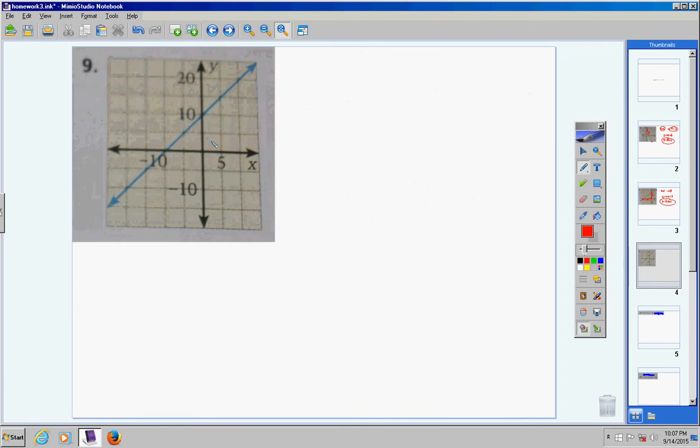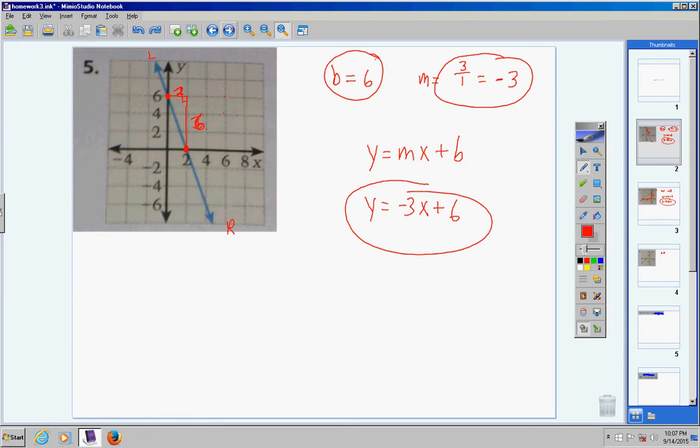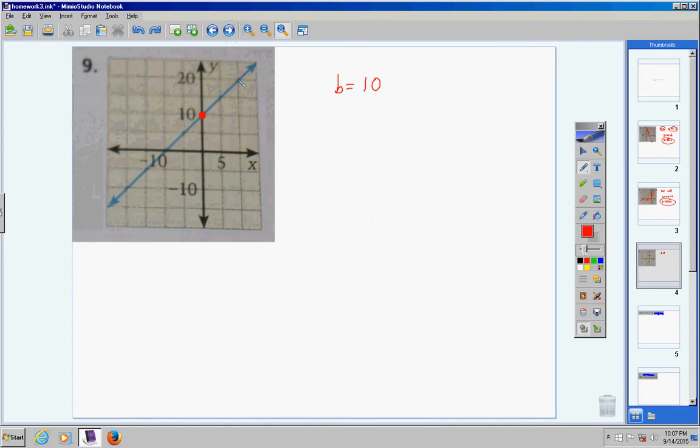Alright, here we go. Looks like I know the y-intercept, so I'm going to use that. My y-intercept is 10. Now let's find the slope. Okay, right there, I'm going to use that point. In order to find the slope, you have to have 2 points. In fact, I'm going to use a different point this time, because in the last 2 problems, I've been using the x-intercept. So let's use a different point. There's a crosshair point right there.